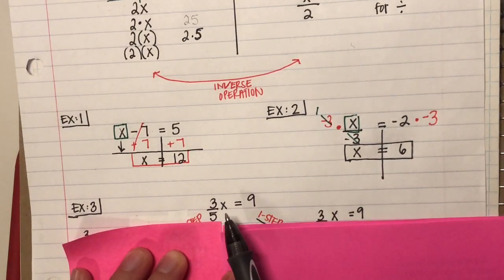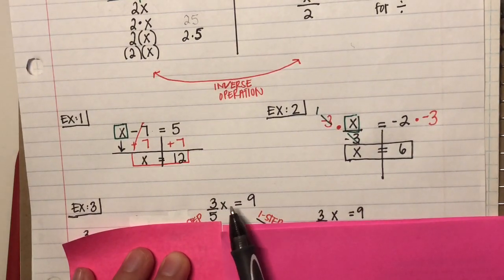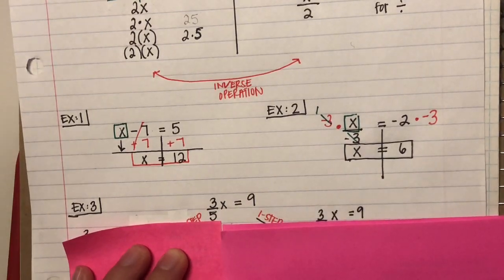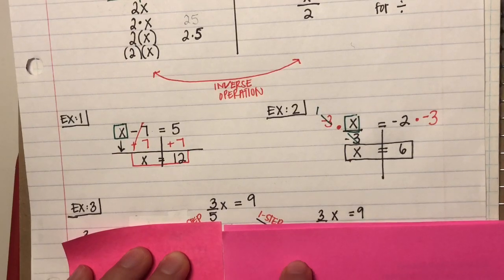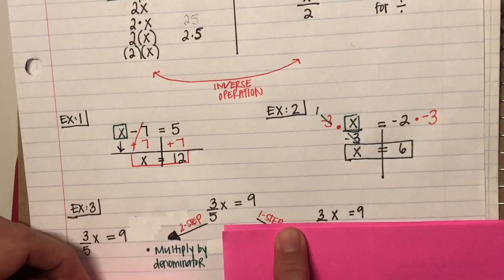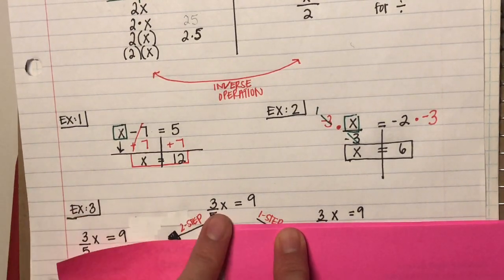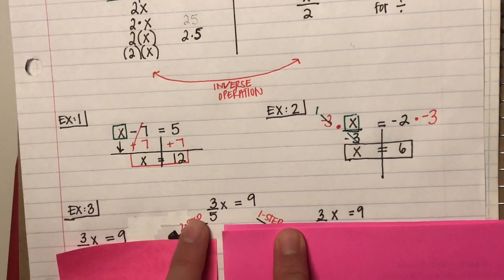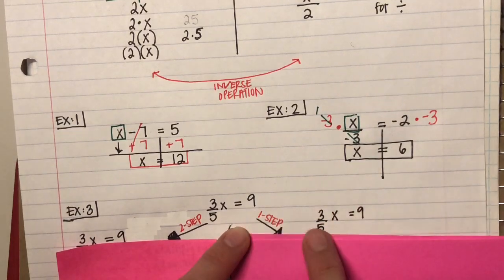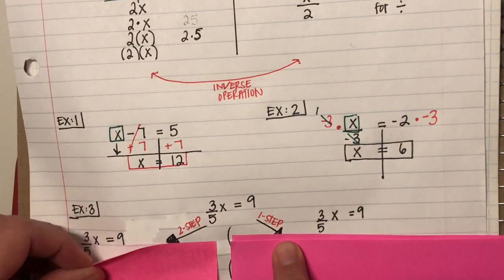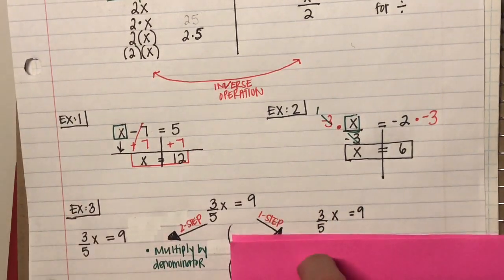All right, so we have the example 3/5 x equals 9. So this one, there's two ways you can approach it. There's one way I'll show you, and we can do it in 2 steps, or there's a 1-step way. So first, I'm going to show you the way to do it in 2 steps.